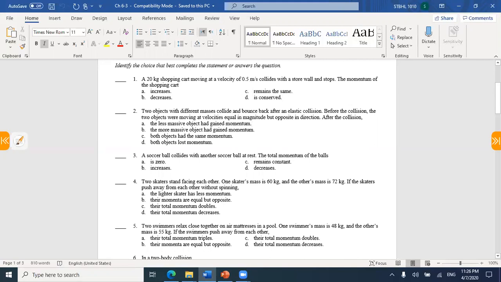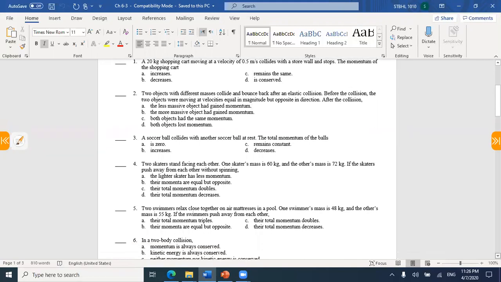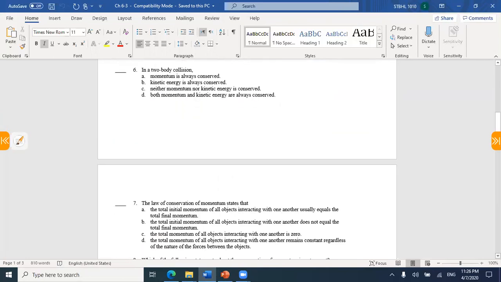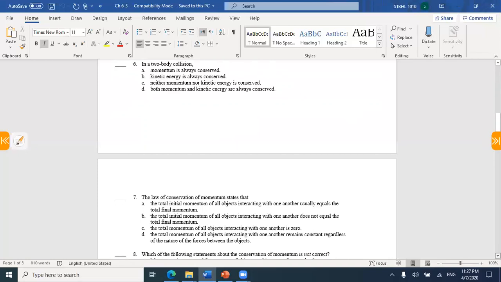Try to do the other questions, please. For example, here 6, let me do more questions with you. In two-body collision, momentum is always conserved, kinetic energy is always conserved, neither momentum nor kinetic energy is conserved, both momentum and kinetic energy are always conserved. In two-body collision, we said, no, we have different types. So momentum is always conserved. We can say kinetic energy is always conserved. We can say momentum is not conserved, and we can say that both are not conserved. So the answer is A.